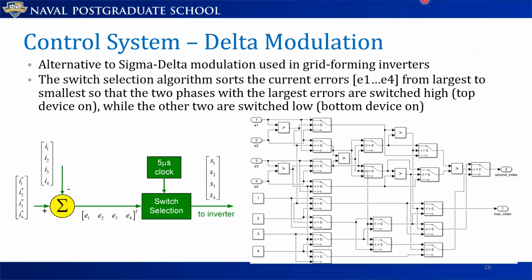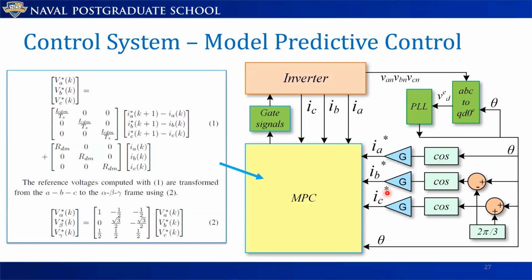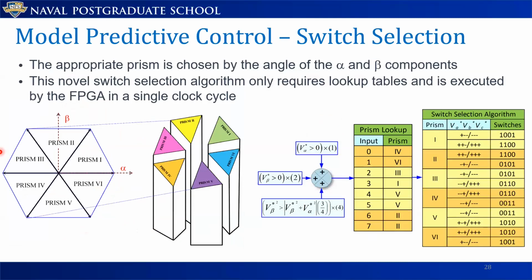So delta modulation is shown here. It's simply just finding the error of the current and then going to the switch selection algorithm, which is shown here, so that 2 switches are high and 2 switches are low at any given time. This is similar to what I showed for the grid forming converter. And then model predictive control has a little bit more complexity, but in the end, it's just a few simple equations to create the reference voltages from the reference current and measured current that we see here, and then going from ABC to alpha, beta, gamma to go in the 3D space for model predictive control.